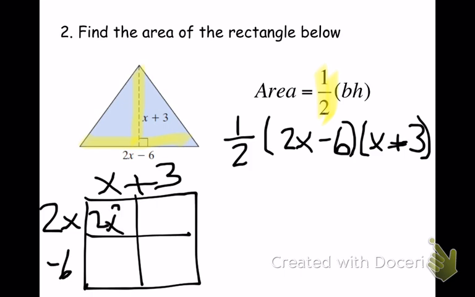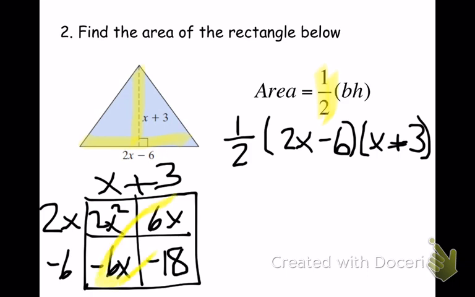2x squared, 6x, negative 6x. Don't forget about those negatives. And negative 6 times 3 is negative 18. That didn't come out like an 8. Let's fix that 8. Alright, now I'm going to go ahead and write out my answer and combine like terms.